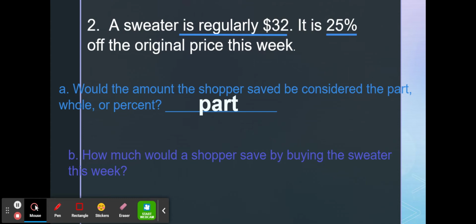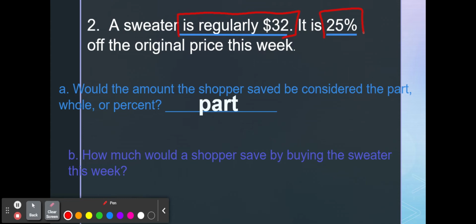Now we're going to determine how much the shopper would save. So let's go ahead and identify the things in here that we want. I've already highlighted that the sweater was regularly $32 and it's 25% off this week. I need you to remember that no matter what, the regular price or the original price is always, always, always going to be the whole, no matter what.